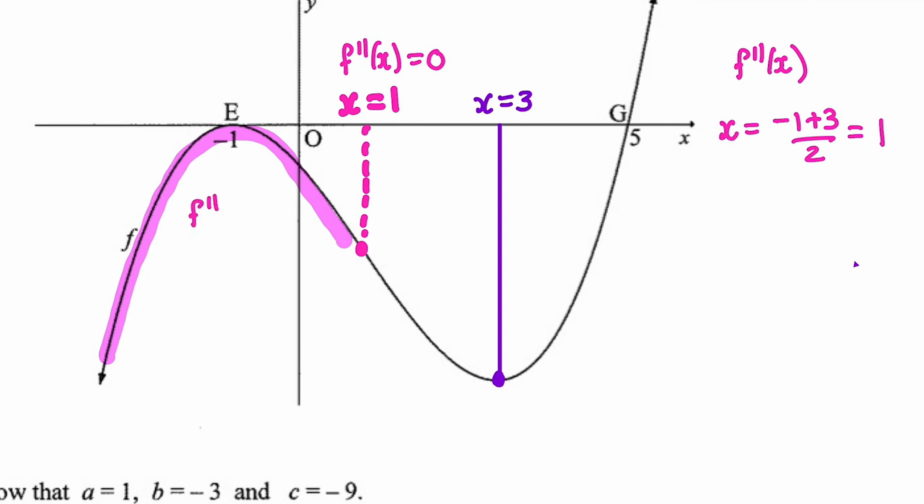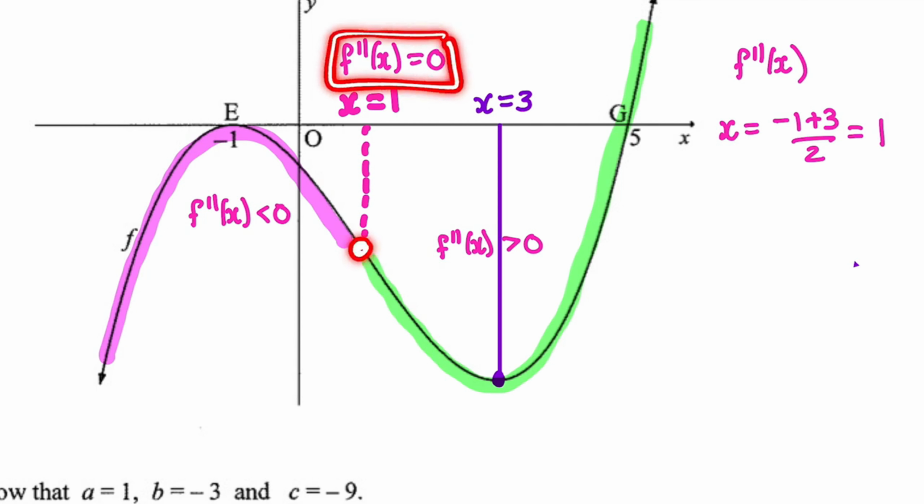and what that means is that the concavity, or f double prime x, would be smaller than 0, and to the right of the point of inflection is concave up. That means everything to the right of that point, we have f double prime x bigger than 0. And then at that point, we have the point of inflection, so the second derivative would be equal to 0.